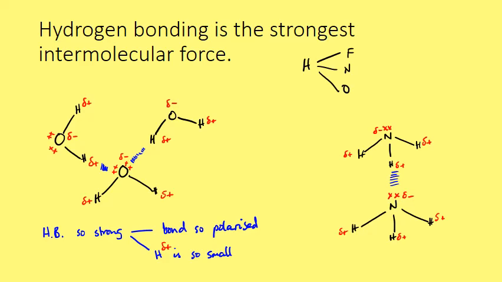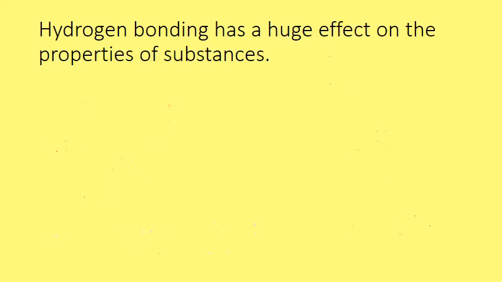So hopefully that's clear about hydrogen bonding, and what we're going to go on to do now is look at the effect that these strong hydrogen bonds have on the properties of the compounds that have hydrogen bonding. Like we said, the hydrogen bonding has a huge effect on the properties of substances, and the property that we're going to have a look at first is boiling points. And if hydrogen bonding is as strong as I'm making out, then you would expect boiling points to be quite high for substances that have hydrogen bonding.